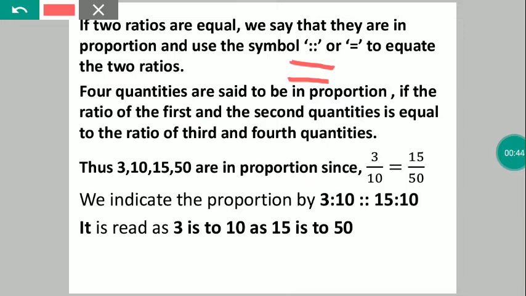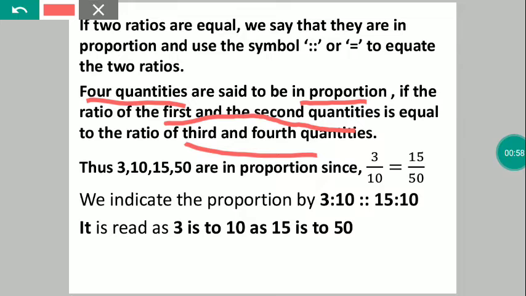Now, four quantities are said to be in proportion if the ratio of first and second quantities is equal to the ratio of third and fourth quantities.